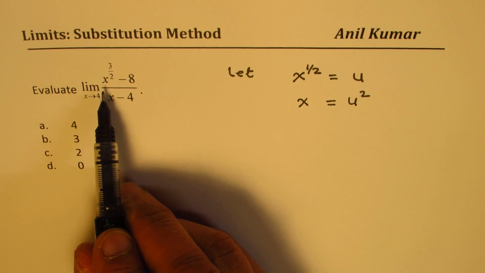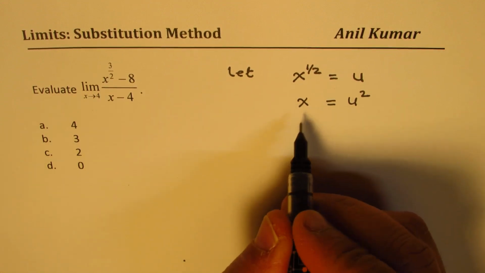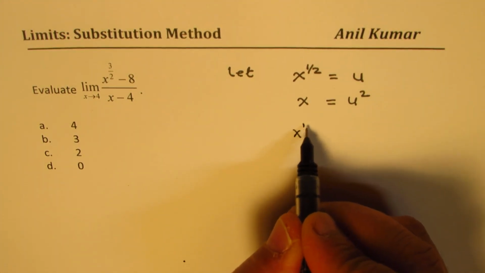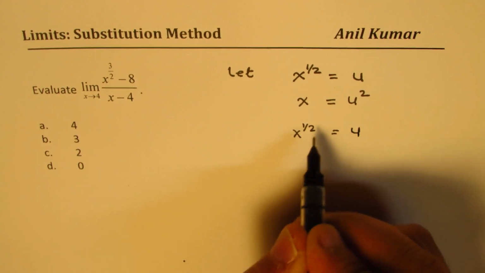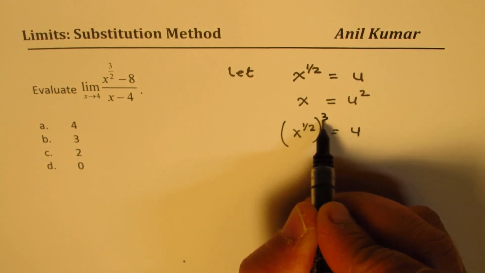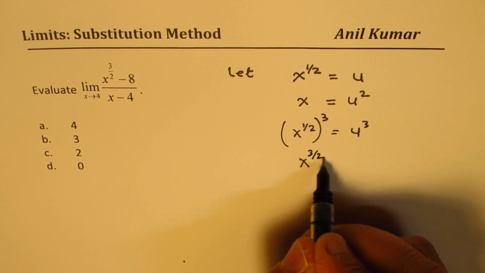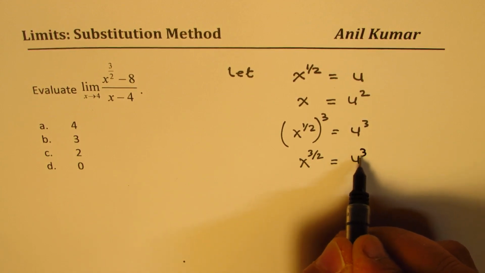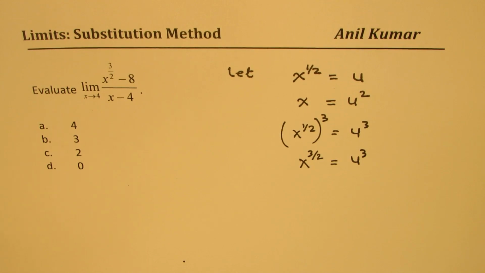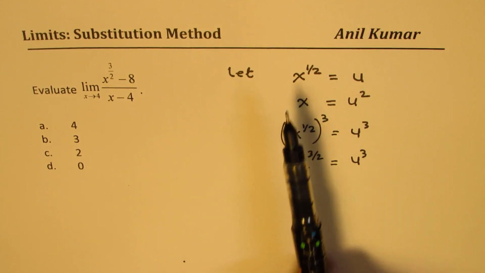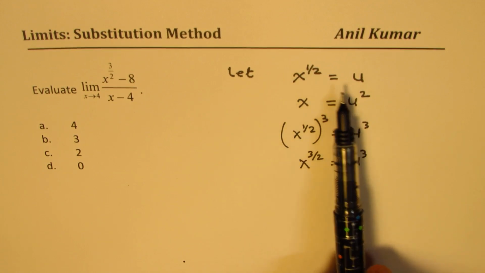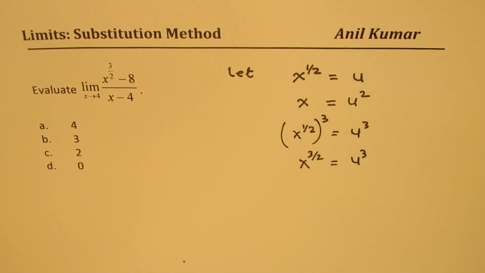How am I going to write x to the power of 3 over 2? Well, x to the power of half is u, and if I cube it, I get x to the power of 3 over 2 as u cube. Do you get that part, right? So that is very useful. So square root x, or x to the power of half equals u, is a very good substitution. So that is one part.